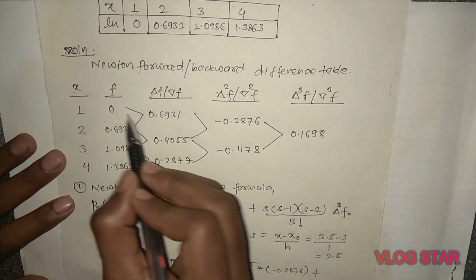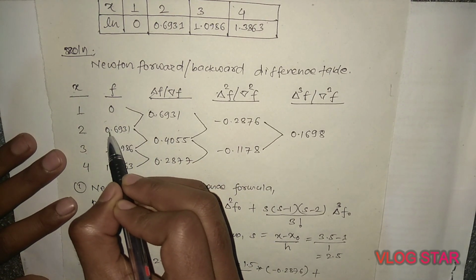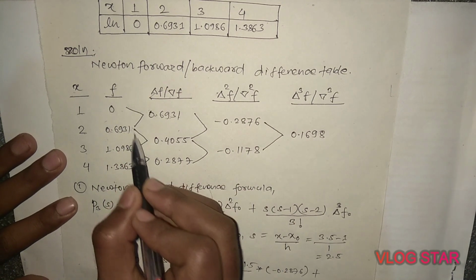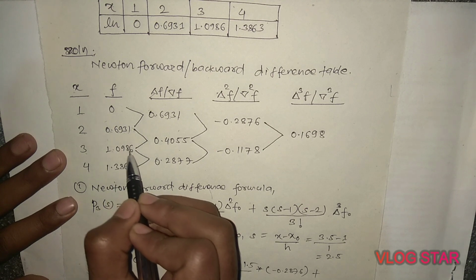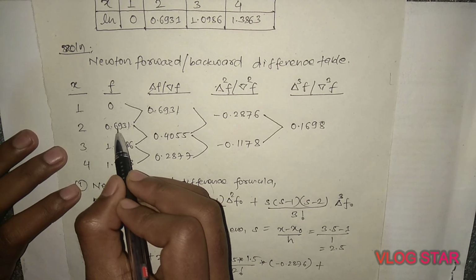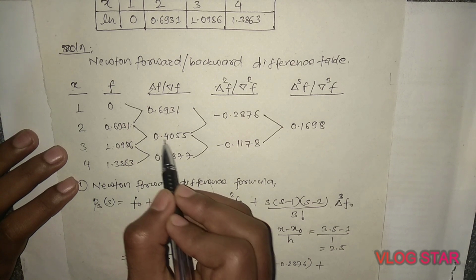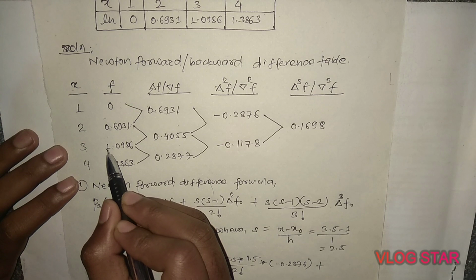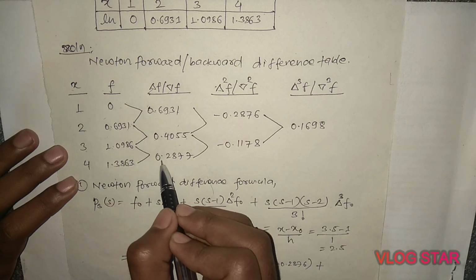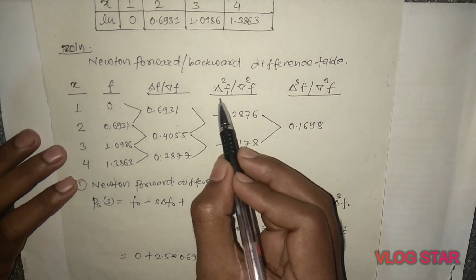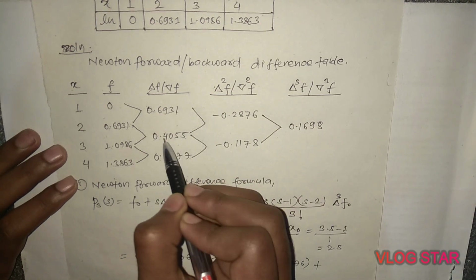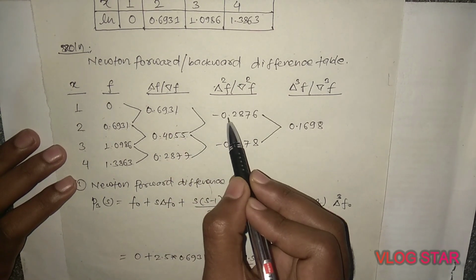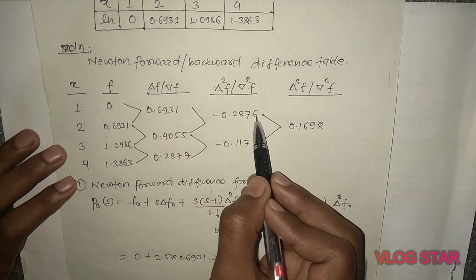Taking the first two elements, we can write 0.6931 minus 0, we get 0.6931, and for these two elements we can write 1.0986 minus 0.6931. By subtracting we get 0.4055. Similarly 1.3863 minus 1.0986, we get 0.2877. And in the second difference, taking these two elements we get 0.4055 minus 0.6931, we get a negative value, minus 0.2876.